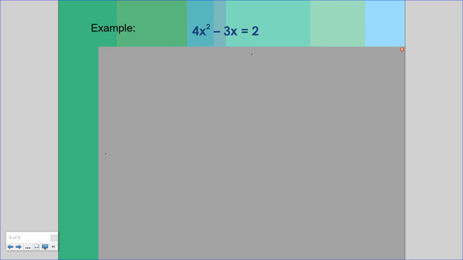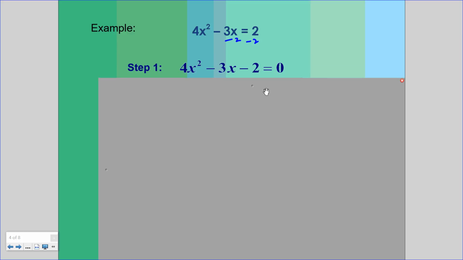So here's our first example. We have 4x squared minus 3x equals 2. This equation is not in standard form because it's not set equal to 0. So you will need to start by setting the equation equal to 0 by subtracting 2 from both sides. This gives you 4x squared minus 3x minus 2 equals 0.